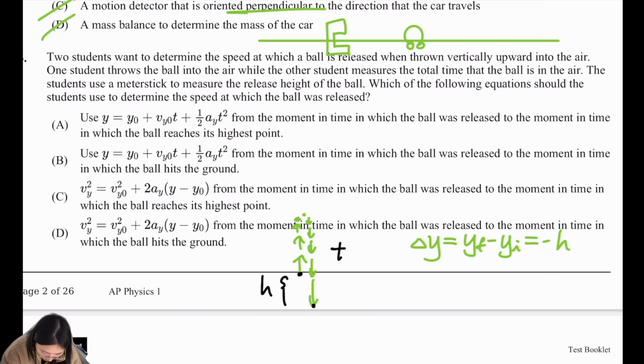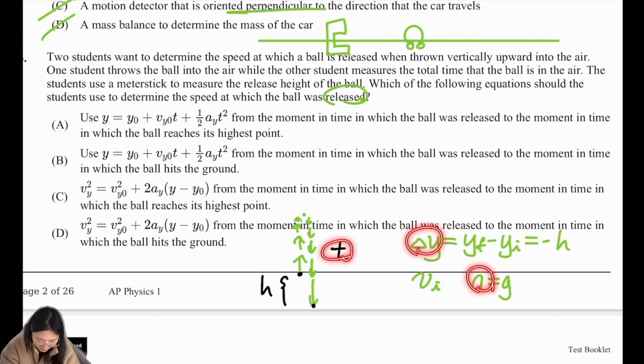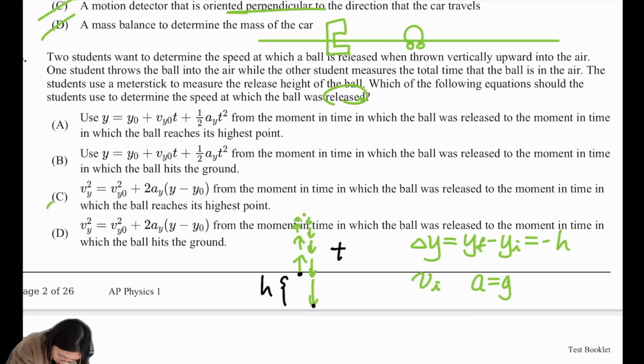And then given the time, it's asking us to find the speed, its initial speed. And this is a free fall. So of course we assume that the acceleration is the gravitational acceleration pointing downward. So we're given three pieces of information, and we're required to find the last one. Then obviously C and D do not apply because the final velocity is not even given. So I cannot use C or D to figure out the initial. So not C or D. It must be either A or B.